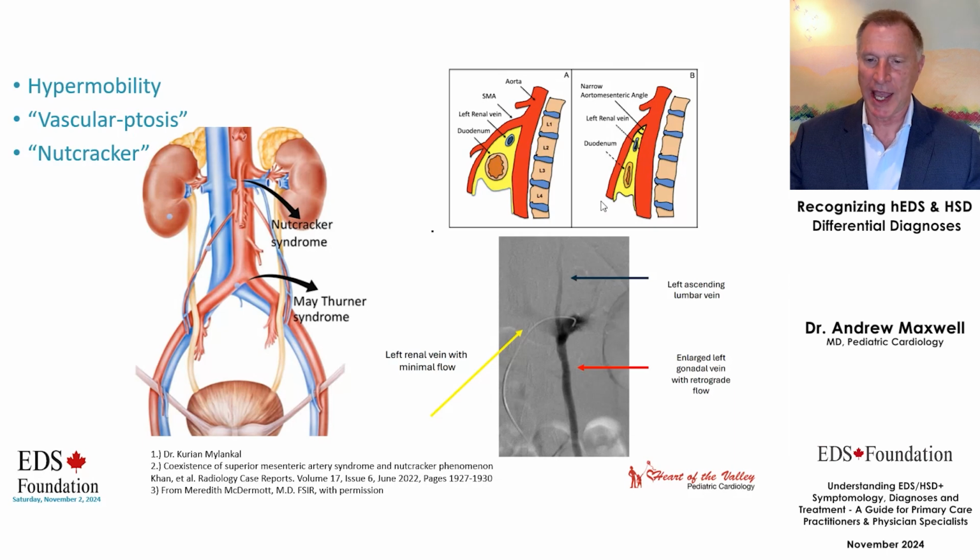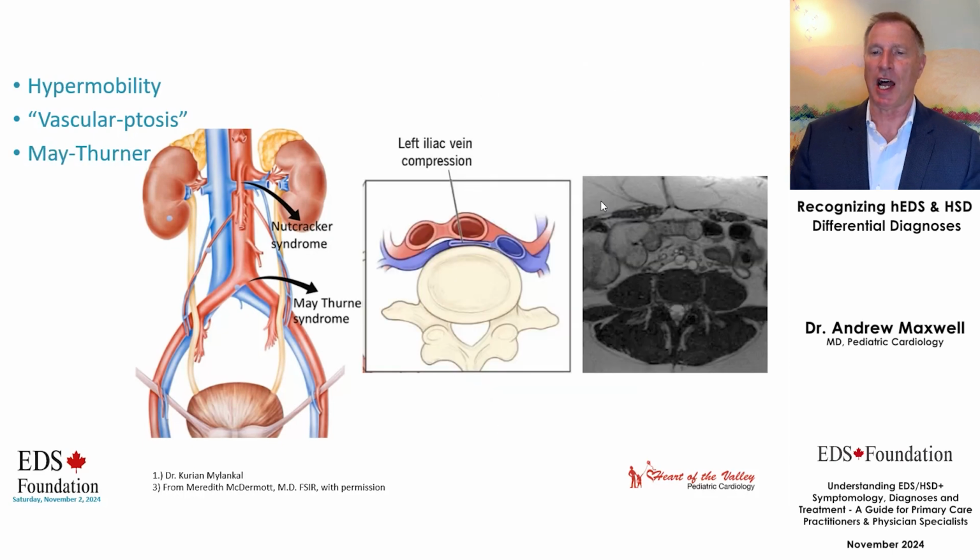Also, just below that is May-Thurner syndrome, sagging of the arteries onto the left iliac vein. And that can compress the left iliac vein and create problems of blood flow return from the left leg, particularly, and it can be extensive enough to create a POTS-like situation. So some patients who have gotten their iliac vein restored in flow will have their POTS resolve as a result of that.